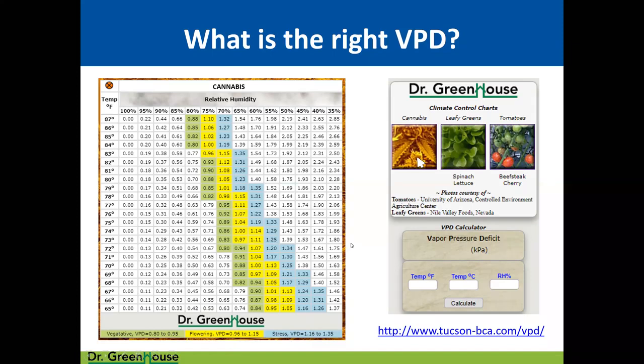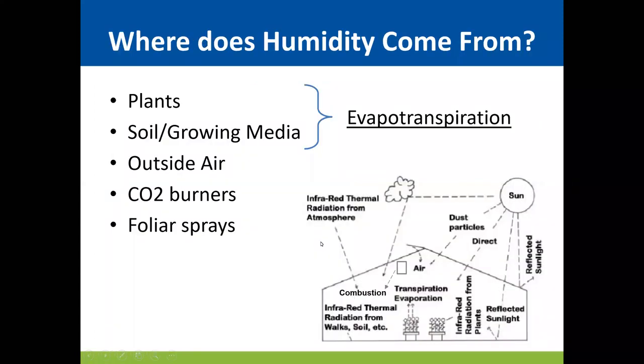So anyway, you guys can check out the website to see what it might be for these other crops, and go ahead and calculate what VPD you have at your facility.